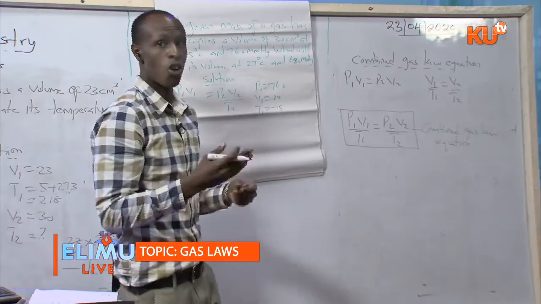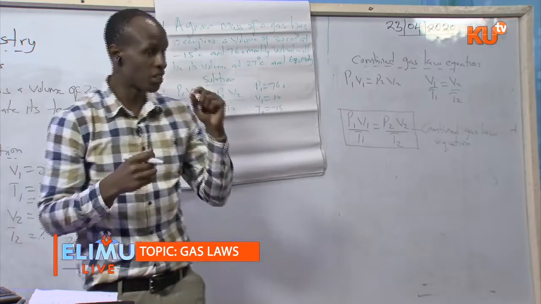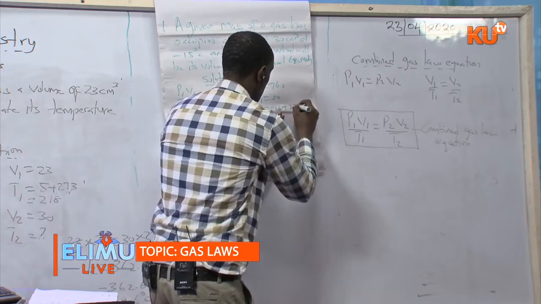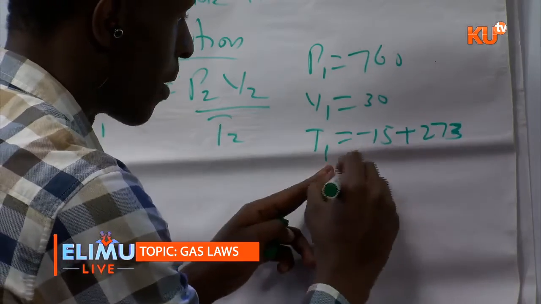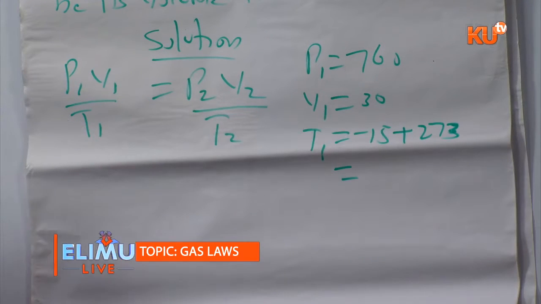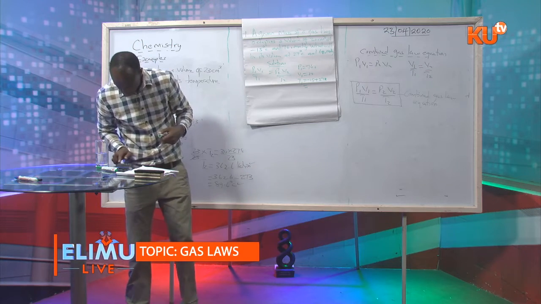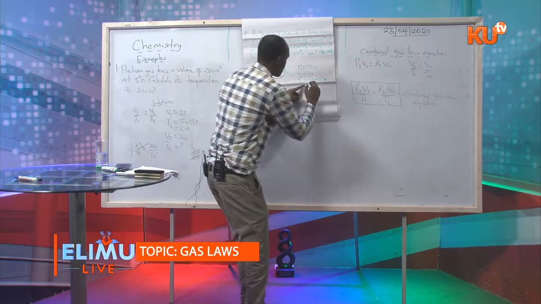But we said volume and temperature value when the temperature is in absolute temperature. So I have to add 273 to change it to Kelvin. So negative 15 plus 273, very fast with your calculator, that gives you 258 Kelvin.